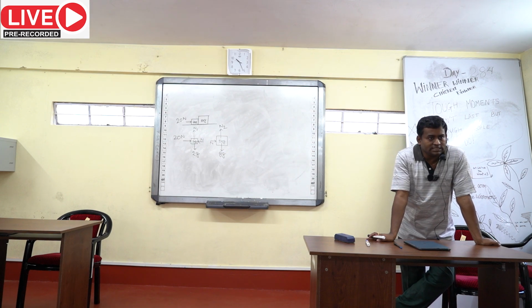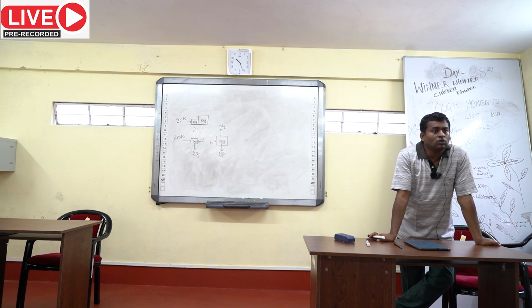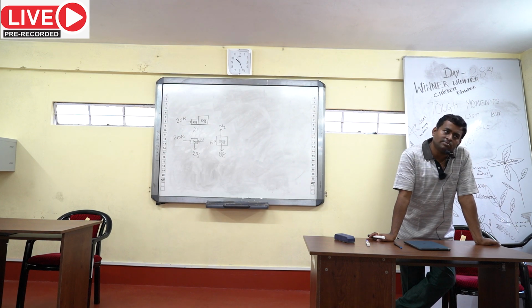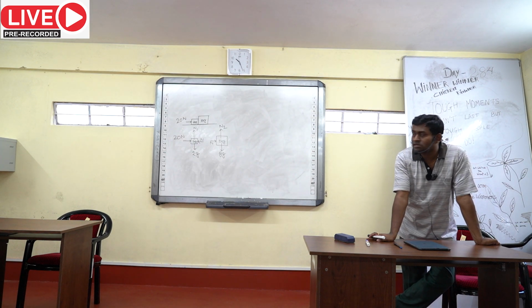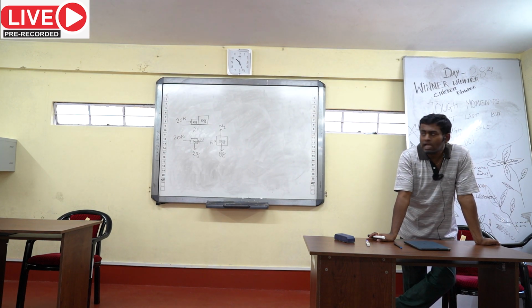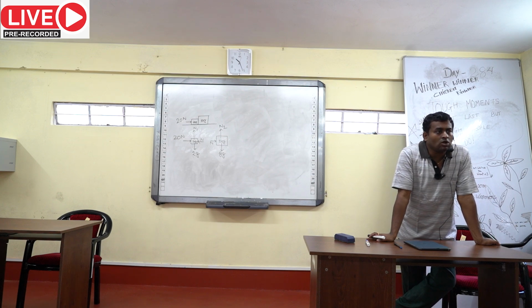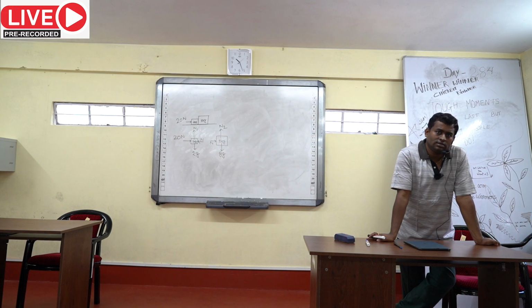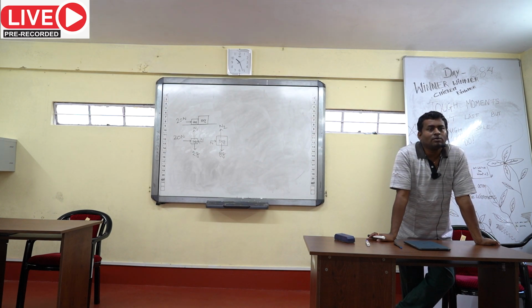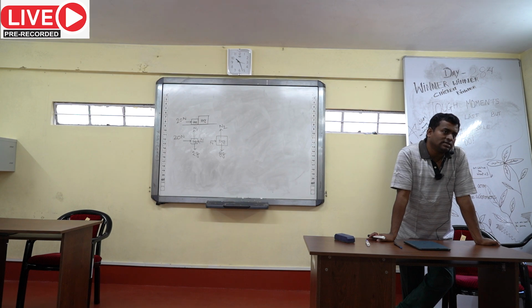Then come to the 8 kg block. In the 8 kg block, there is a force N exerted by the 2 kg block. There is a normal reaction from the ground, that is N2, and weight of that block, that is 8 into g. So all the forces are drawn. Now think about it, in which direction does acceleration occur? In horizontal direction or in vertical direction? Horizontal direction.